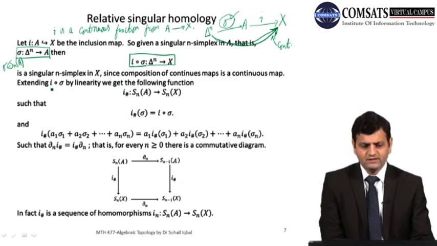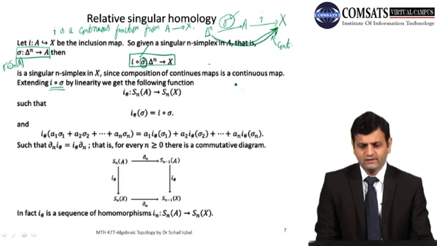Now we can extend this I composition sigma by linearity. Remember that I can do this composition only when I have a single singular n simplex, but if I have a combination of those, for example A1 sigma 1 plus A2 sigma 2, then how should I take the composition with I? So we extend this by linearity.